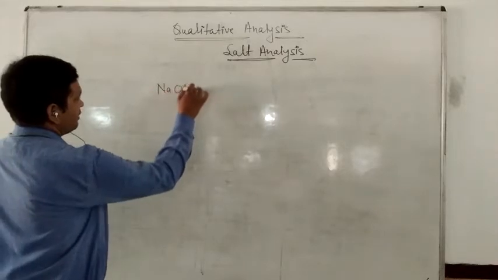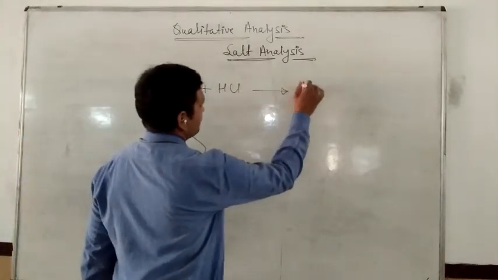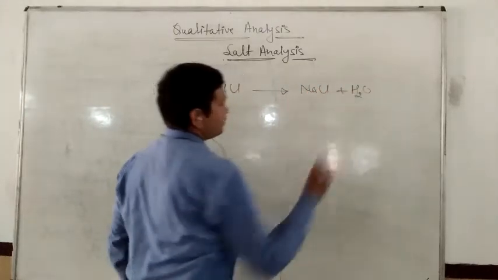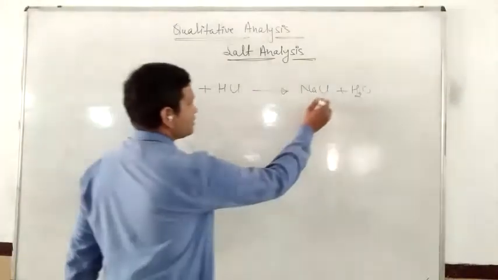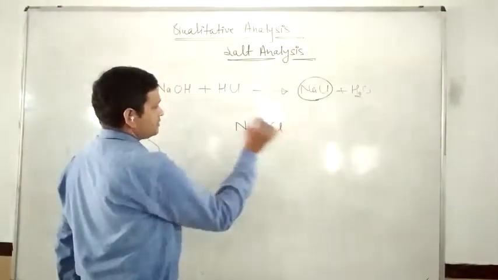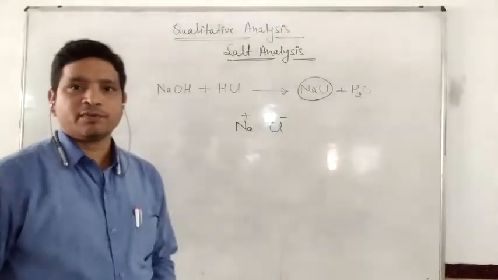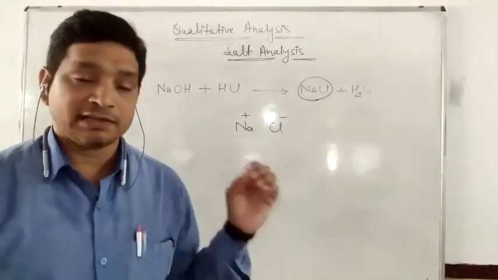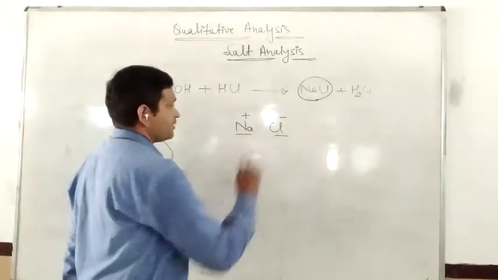Like when NaOH reacts with HCl, it forms a salt, sodium chloride, along with a water molecule. So you can see here in each and every salt, like NaCl, there is a cation and an anion. Whenever an acid and a base react, a salt will be formed, and in that salt one will be a cation and another will be an anion.